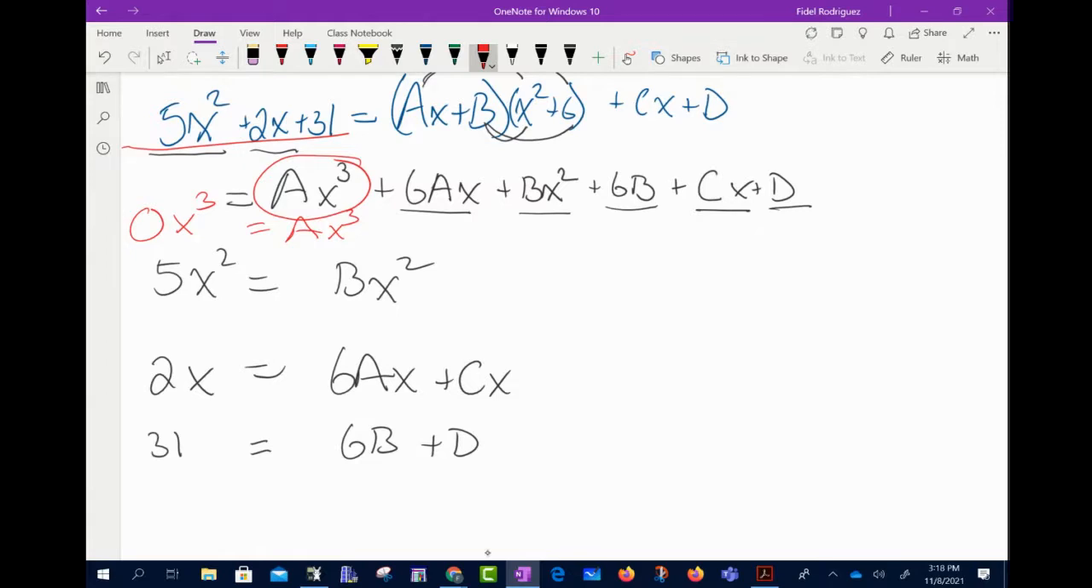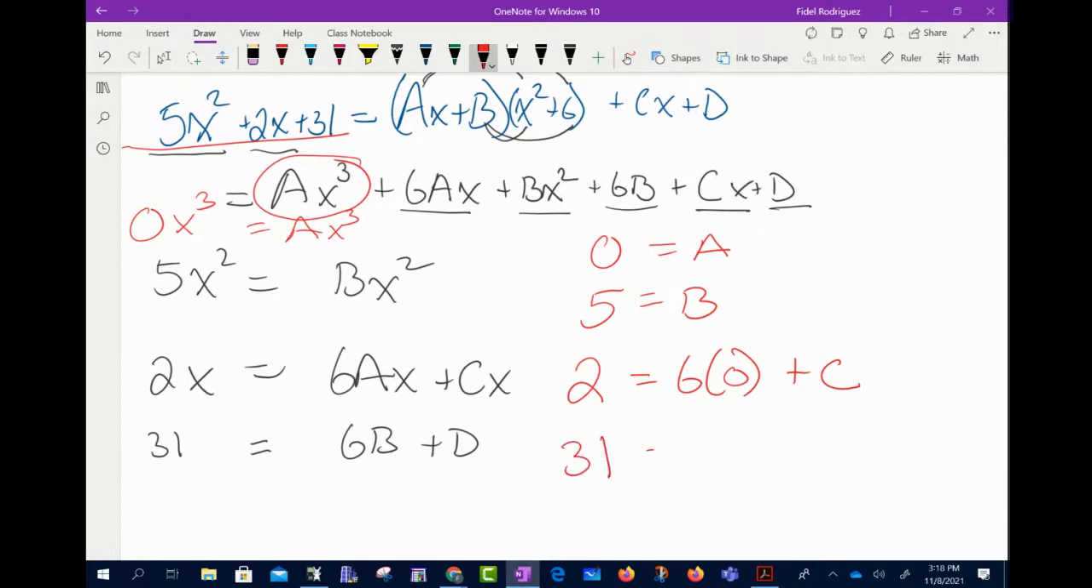So we're going to go real slow. So look, the first part means that a is equal to 0. The second part means that 5 is equal to b. The third part means that 2 equals 6 times a, which we already know was 0, plus c. And the fourth part means that 31 is equal to 6b plus d.